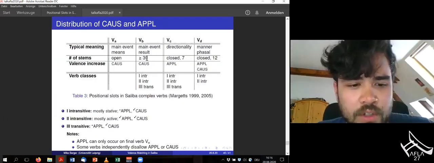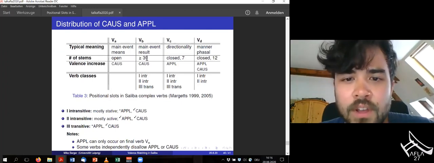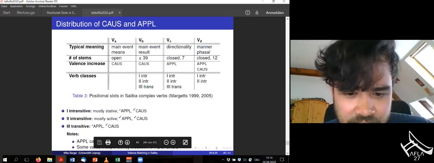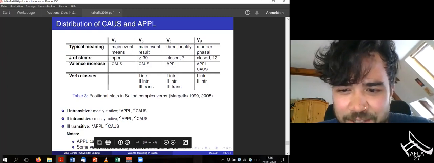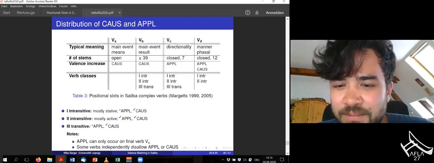Right, those are very good questions. I'll tackle the second one first. Can you have more than one applicative? No. I have this here in my notes: applicative can only surface on the final verb in the complex. I have no idea why.